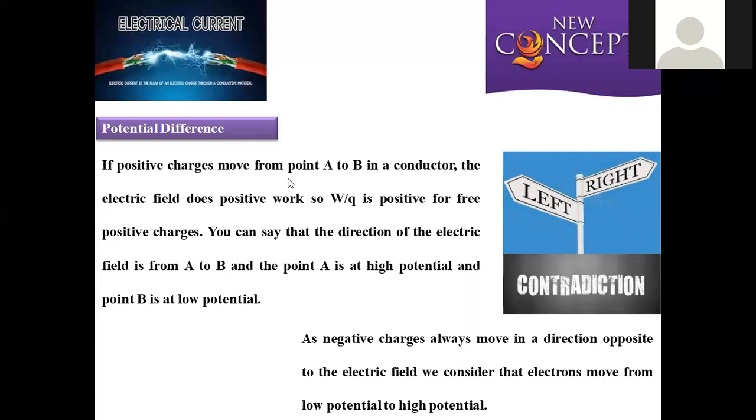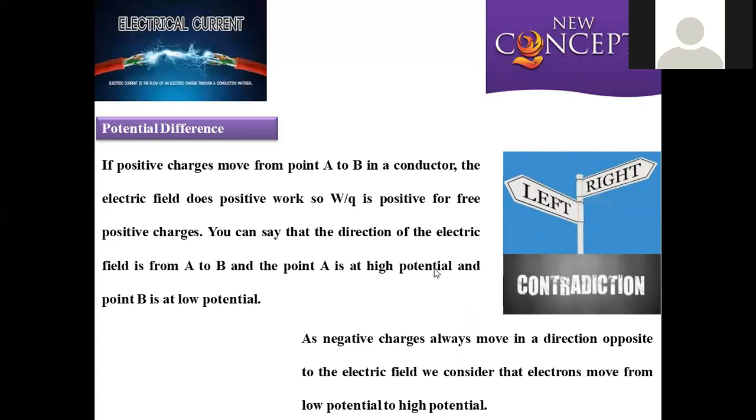What happens? During this moment, the electric field does positive work, which is denoted by W by Q. So if W by Q is denoted, that will be assigned the positive notation. These are for free positive charges. You can see that the direction of the electric field is from A to B, where A is at a higher potential and B is at a lower potential. This is the case required.